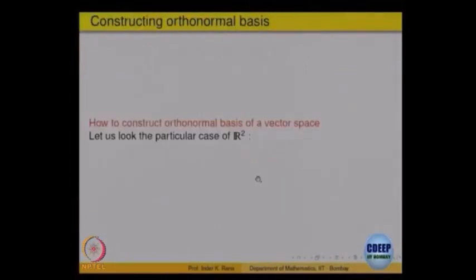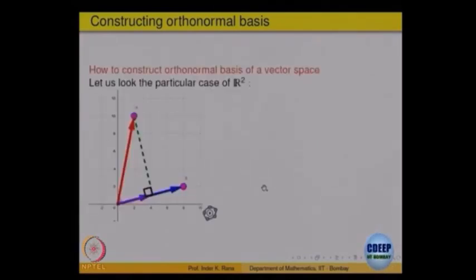So whenever you are given a vector space, I would like to construct out of it an orthonormal basis, because of this advantage. The question is how to do that. The process is very simple, and it is very geometric. Let us look at this.